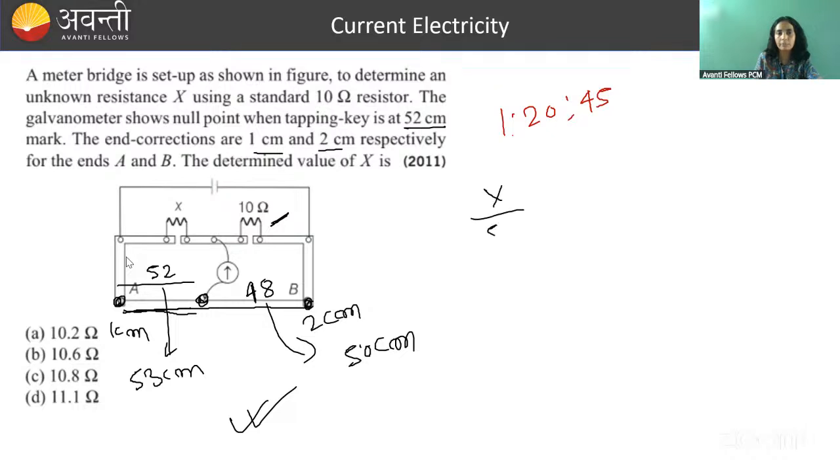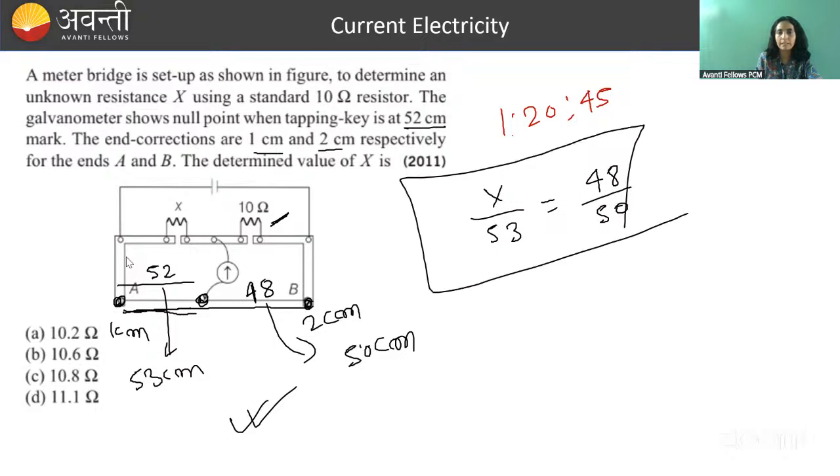So X by 53 will be equal to 48 by 50. You will get the answer. The value of X will be 10.6 ohm.